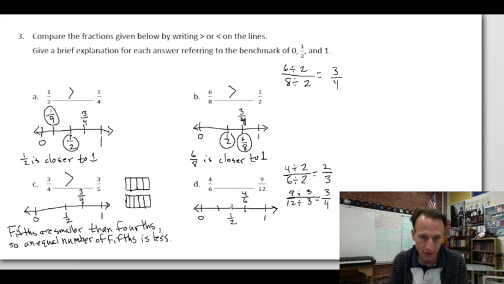Yes. So we know that 1/2 is 2/4, right? That's the middle there. And so 3/4 we know is halfway between 1/2 and 1. So there's 3/4, also known as equivalent fraction for 9/12. So this one's a little tricky, isn't it? But it does show you pretty clearly that 4/6 is less than 9/12.